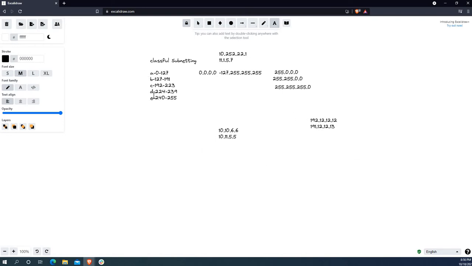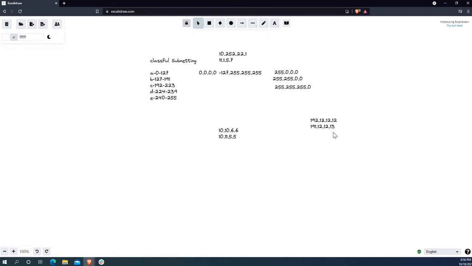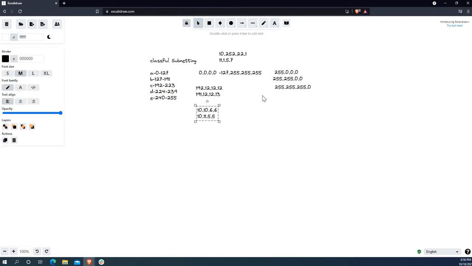And for Class D and E, there's no subnet mask assigned. It's not defined. Class D is for multicast addresses, and Class E is for reserved IP addresses. But classful subnetting is not used that much anymore.